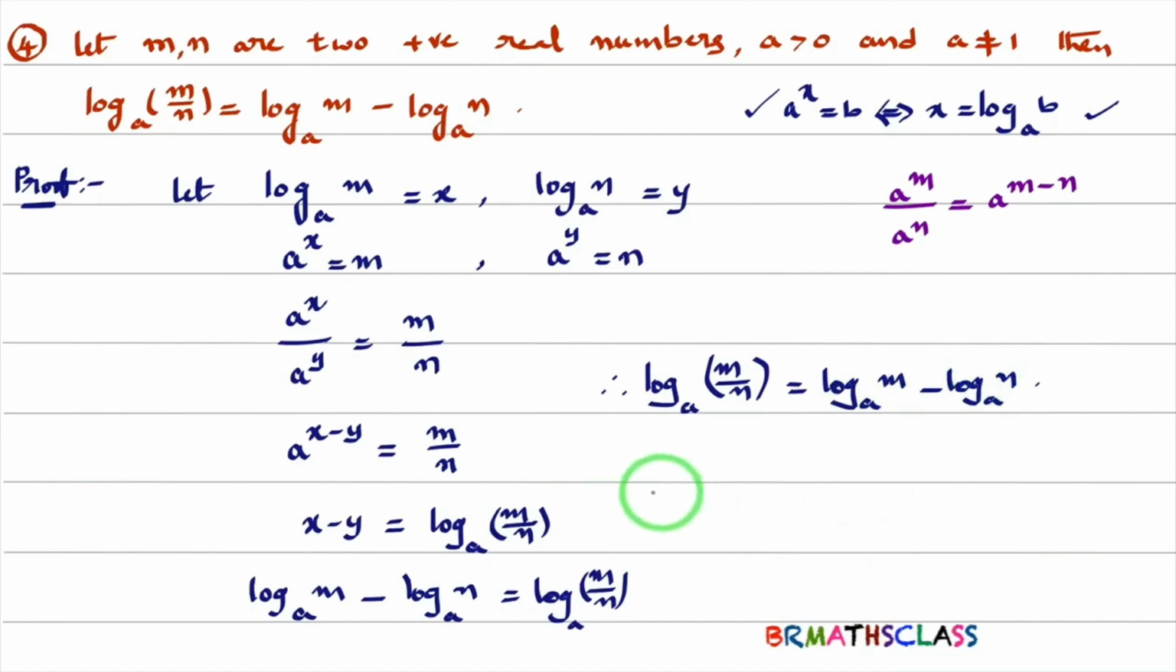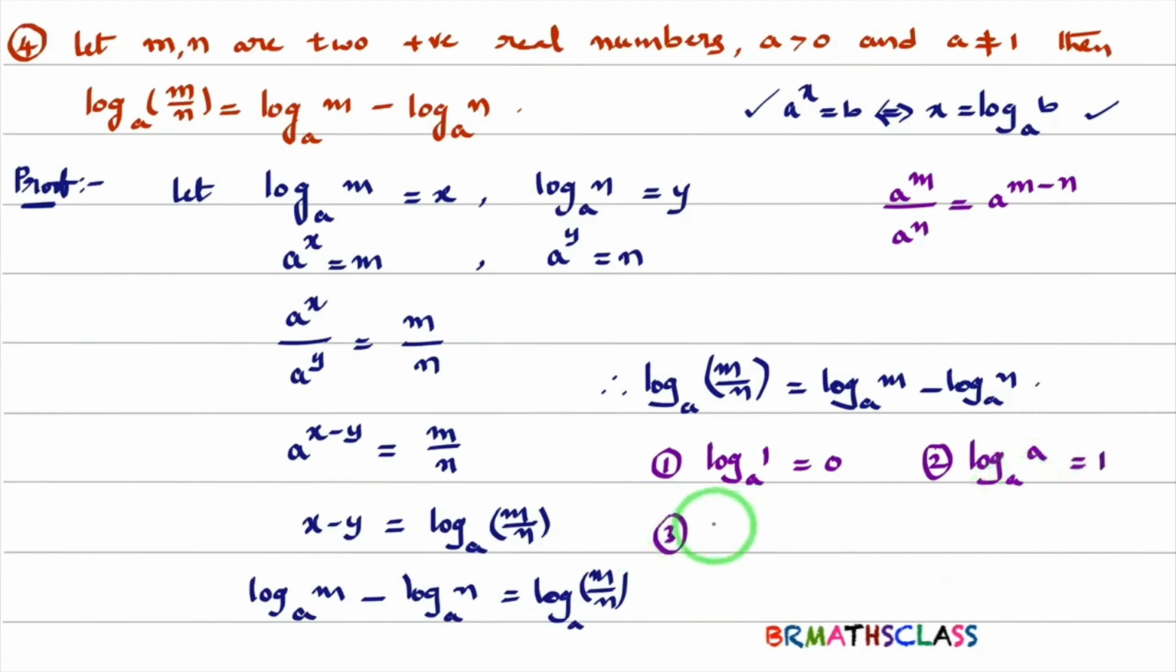Now, I quickly recall all the four properties that we learned in this class. First property, log 1 base a. Log 1 base a value is 0. Here you need to remember that a is a positive real number and a cannot be equal to 1. Similarly, second property, log a base a value is 1. Here a is a positive real number and a is not equal to 1.